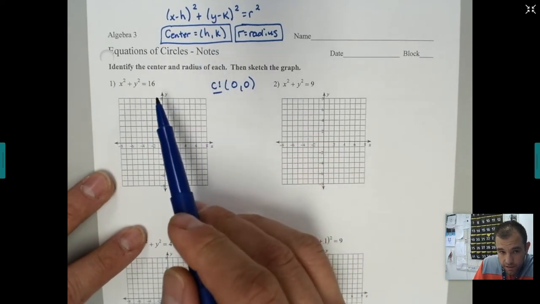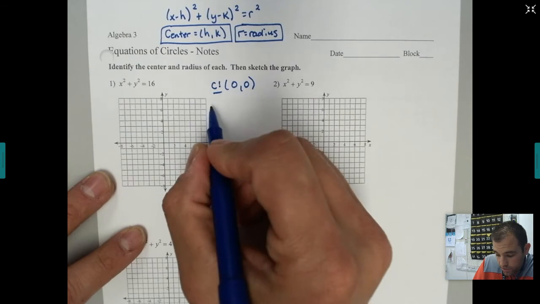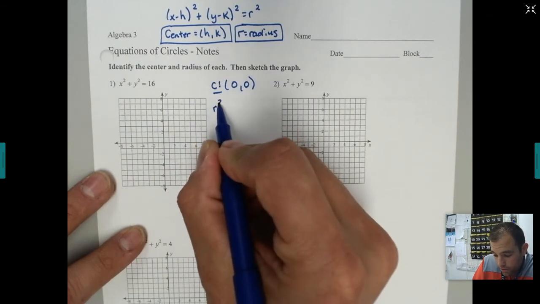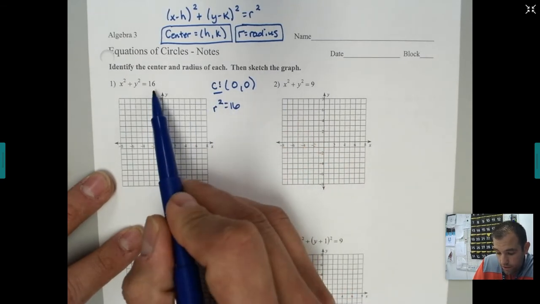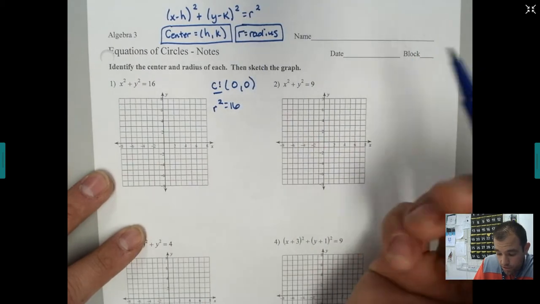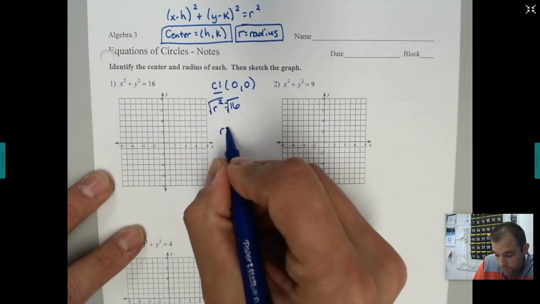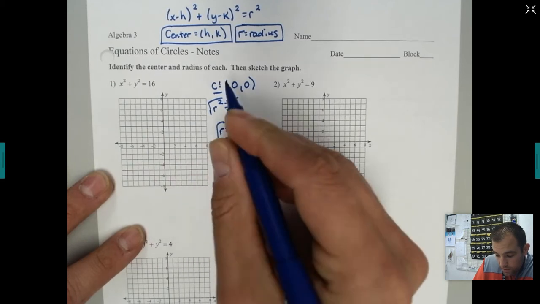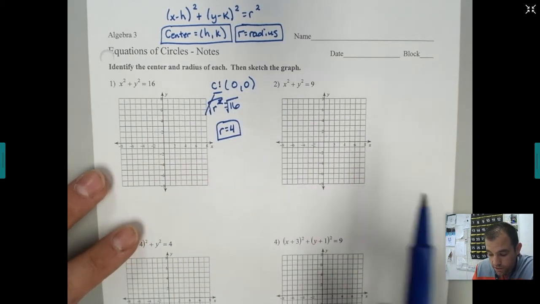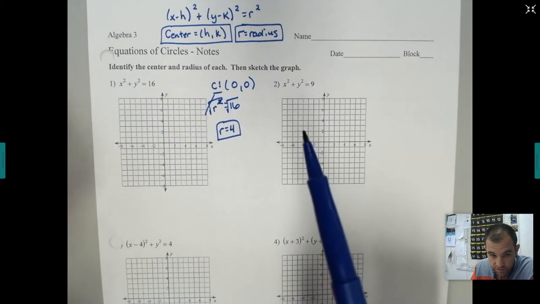The radius in this case, right? It wants us to find the radius too. So r squared is 16. Right, this 16 is in the same place as the r squared. So to figure out what r is, what the radius is, we would just square root both sides so that the square root and square cancel. And the square root of 16 is 4.